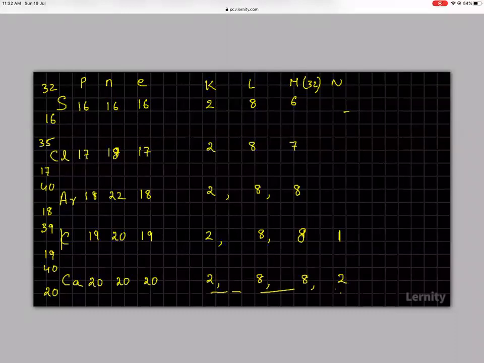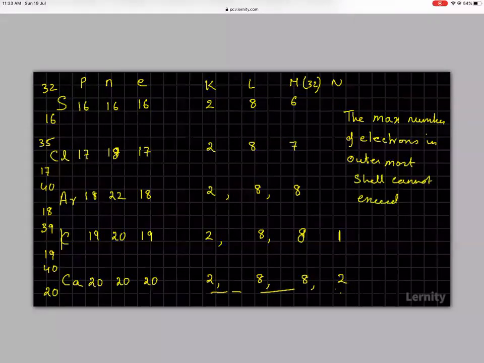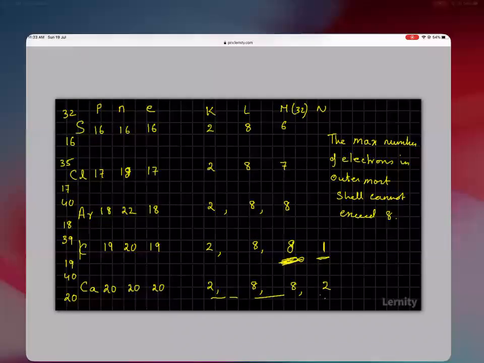According to Bohr, the maximum number of electrons in the outermost shell cannot exceed 8. So if you put 9 here, it is becoming more than 8. So that cannot be there. So it will become 8 here and then 1 here. Okay.